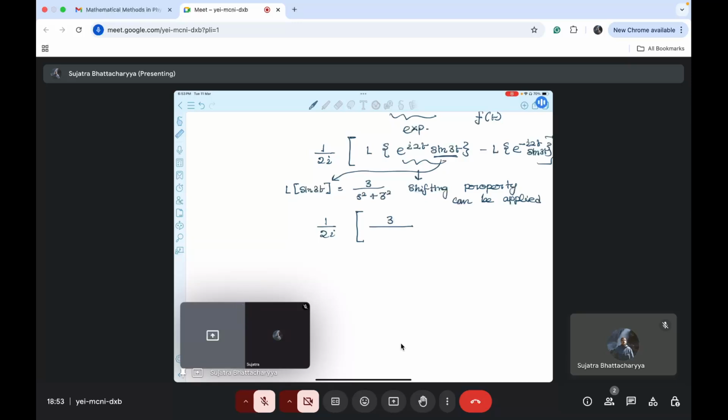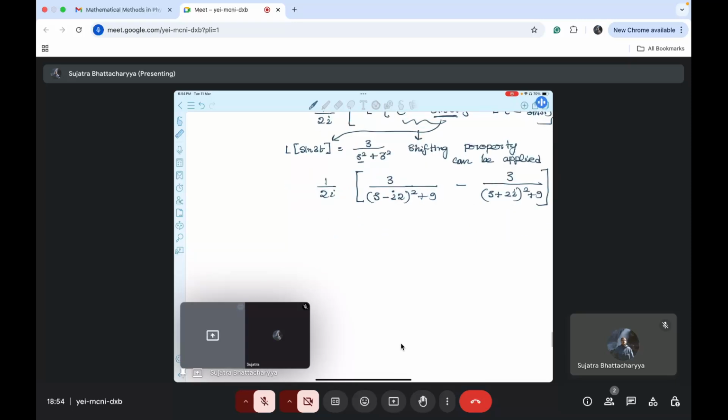In this case, what will happen? We have to use the shifting property. So instead of s square, we will have s minus iota times 2 whole square plus 9. Correct? This should be the thing. Similarly, here it will be 3 divided by s plus 2i whole square plus 9. All right, this should be the thing.